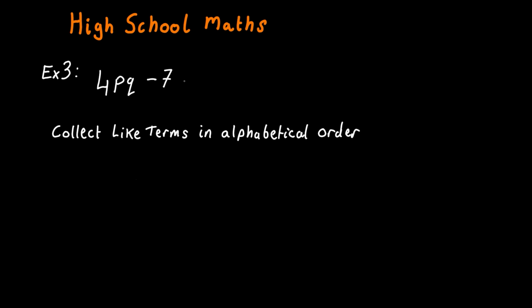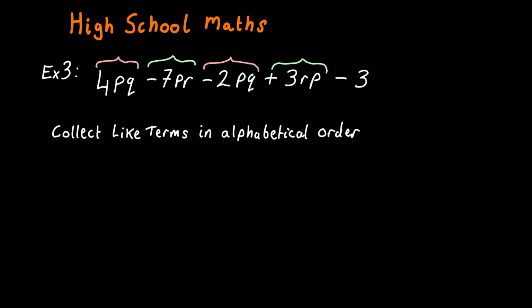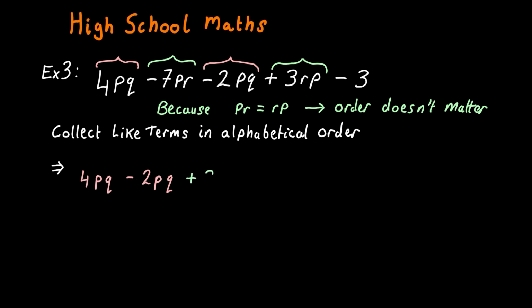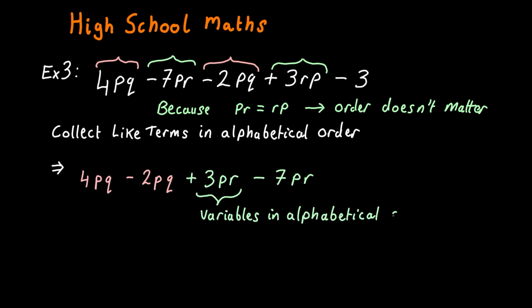This is a slightly tricky one because we have minus 7pr and plus 3rp, and they are like terms because it doesn't matter which way round we have the variables when they're multiplied together. But when we write out these terms in alphabetical order, I've switched around the 3rp variables so that they are in alphabetical order. And we end up with 2pq minus 4pr minus 3.